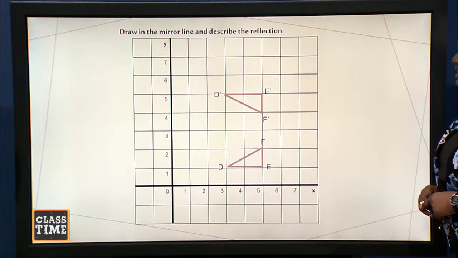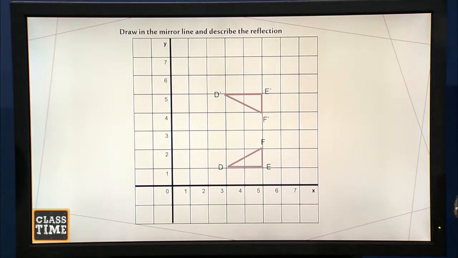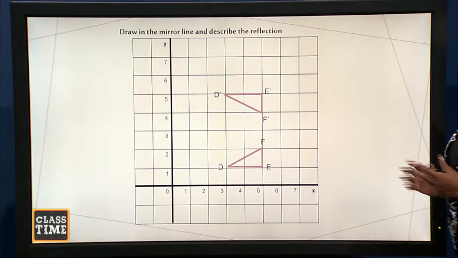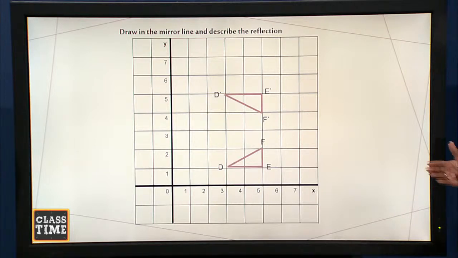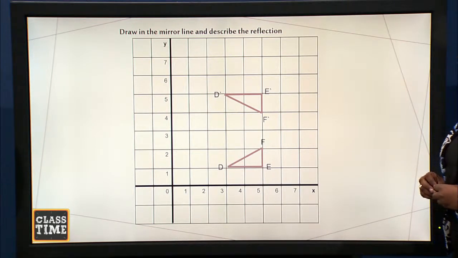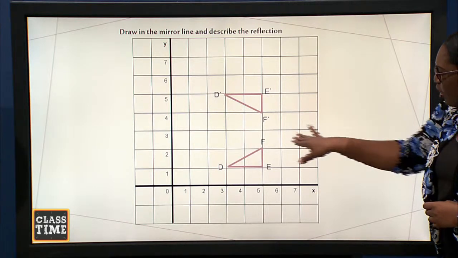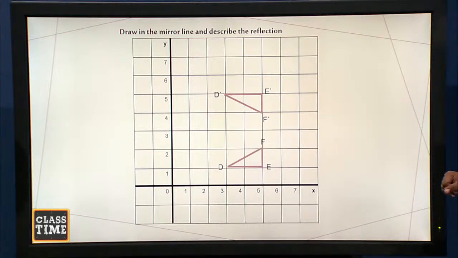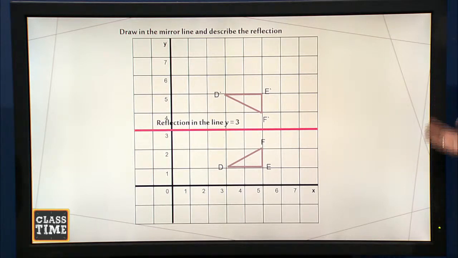And let's look at the distance from D to D prime. It looks something like 4 units. 1, 2, 3, 4. Yes, they're 4 units apart from each other. So again, I need to find my midway point, a midpoint that would make D prime 2 units away from the mirror line, and D also 2 units away from the mirror line. I think that will form y equals 3. So that looks like the line y equals 3. So there's where my mirror line will fall.